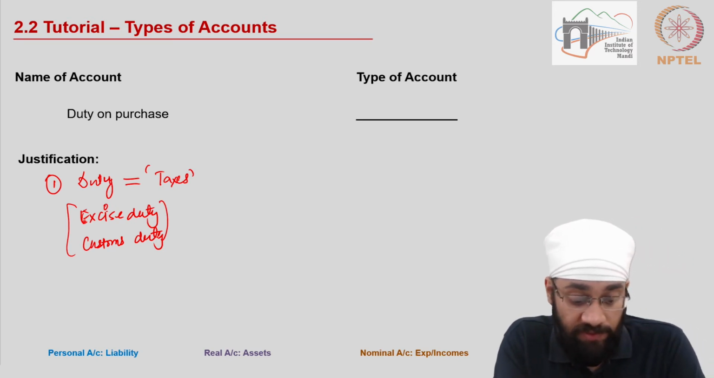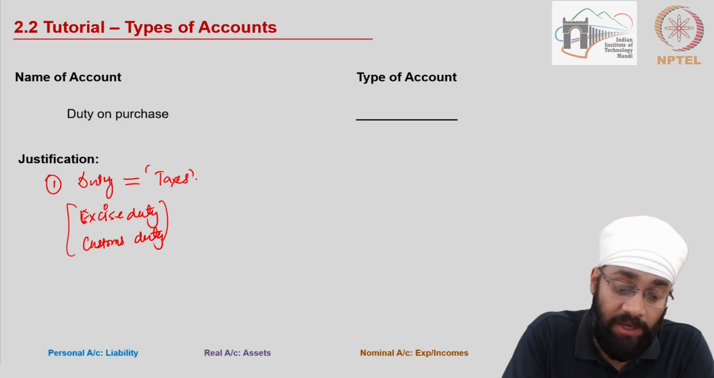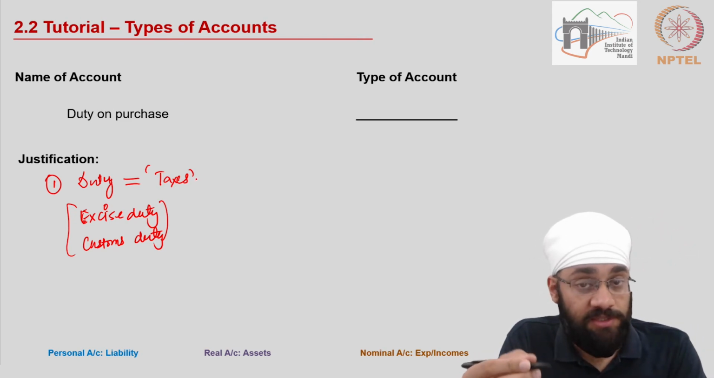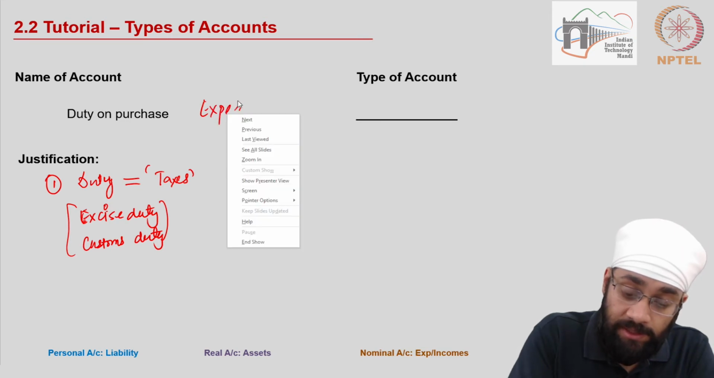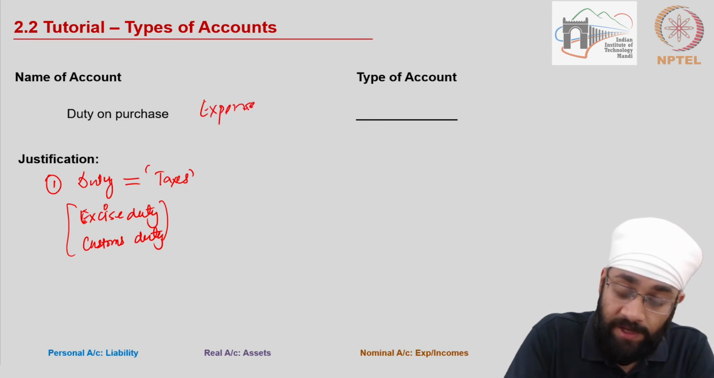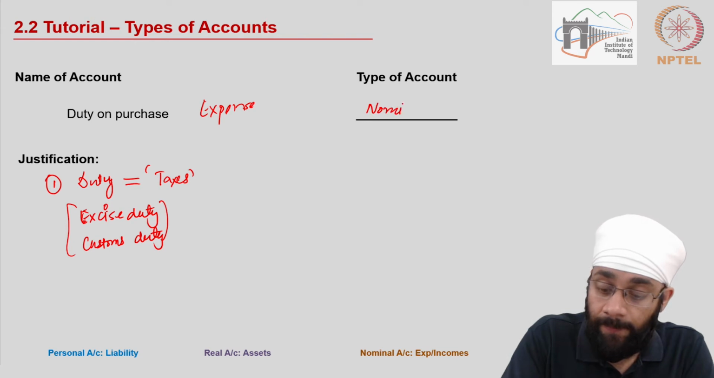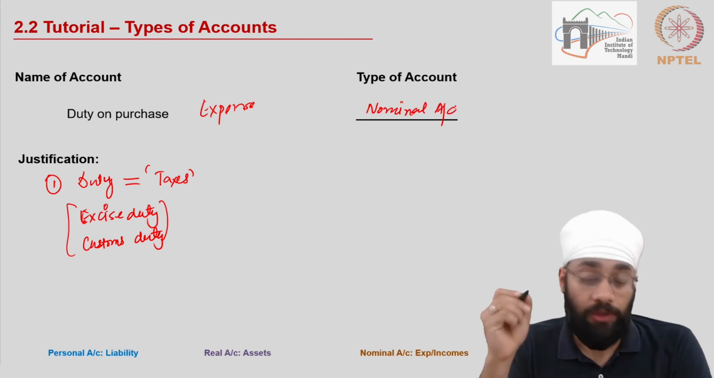So clearly this is a tax, this is an expense that you have to pay on whatever you purchase, a certain percentage. So since this is an expense and we know that all expenses are a nominal account. There you go.